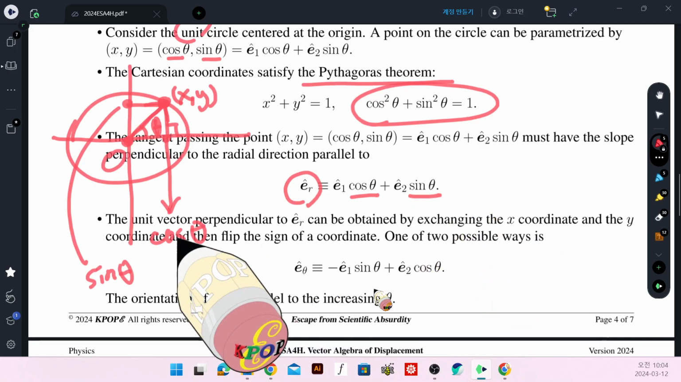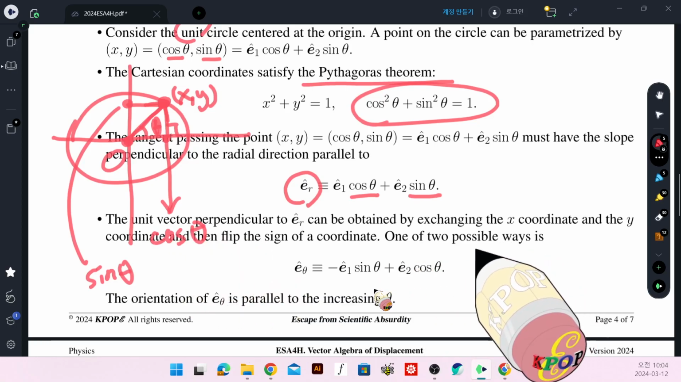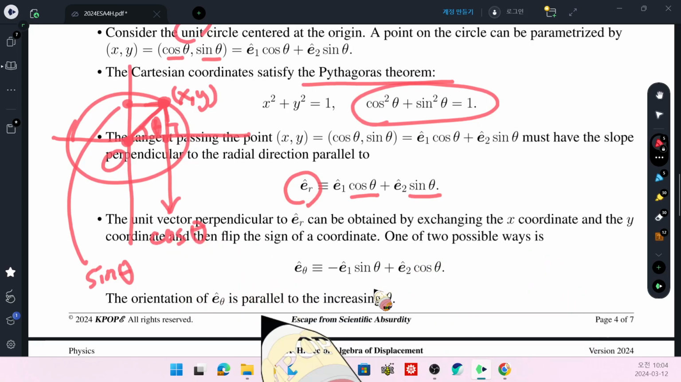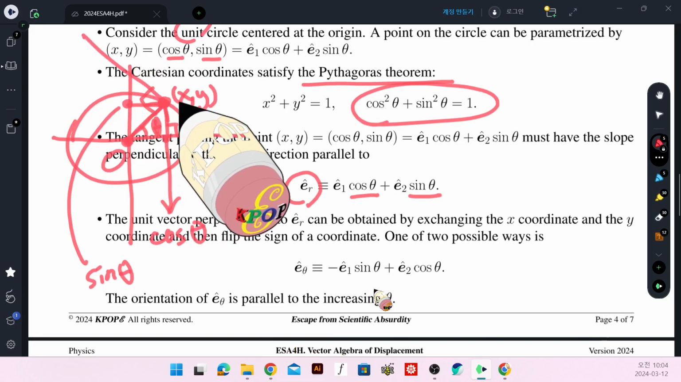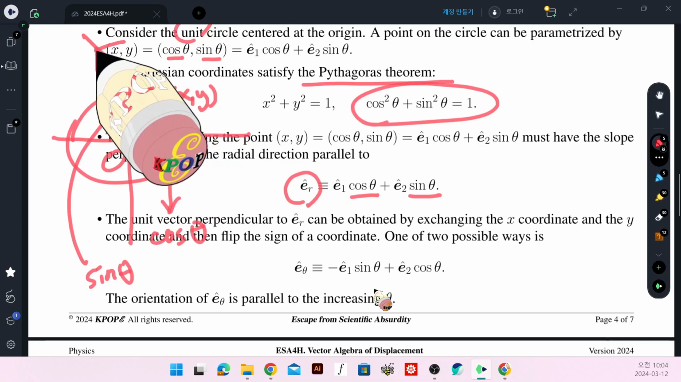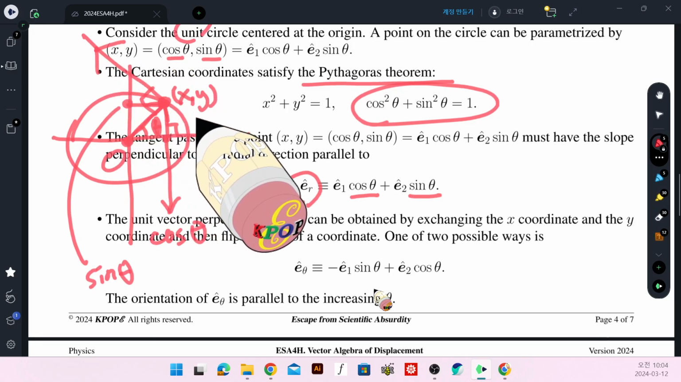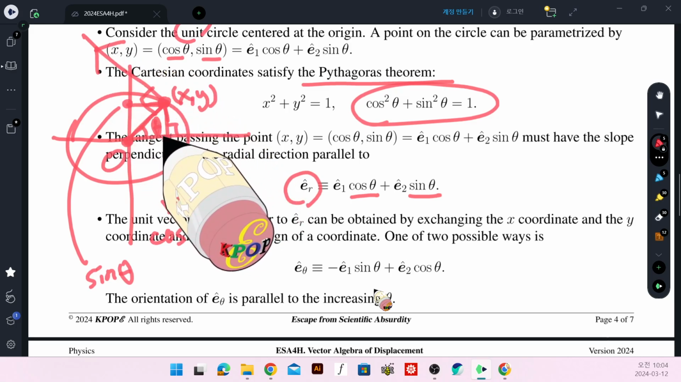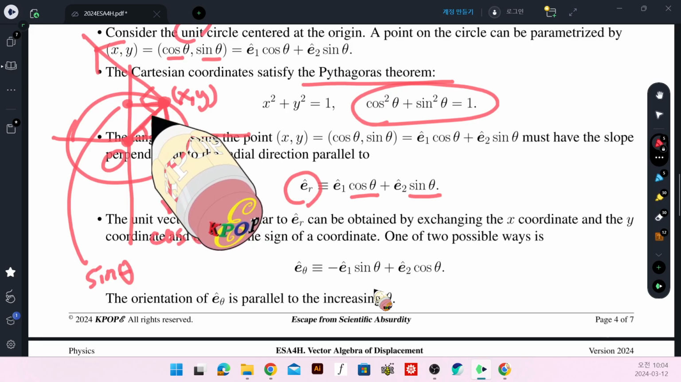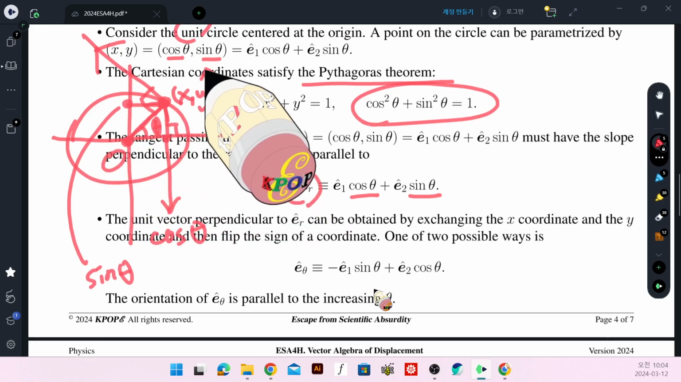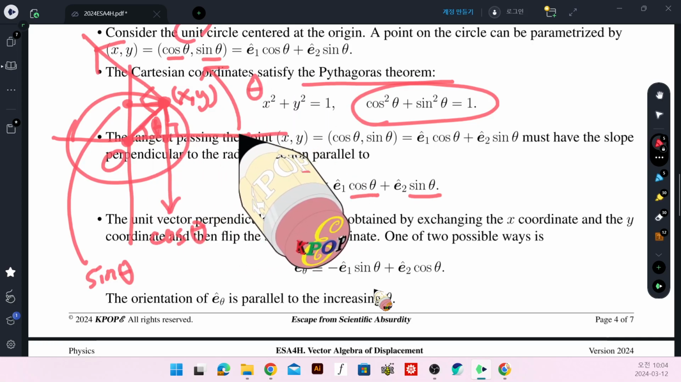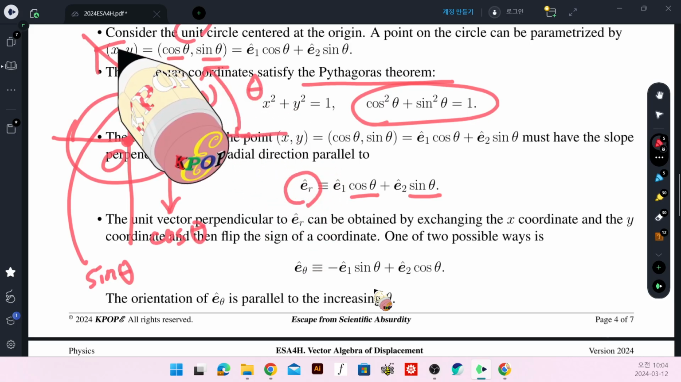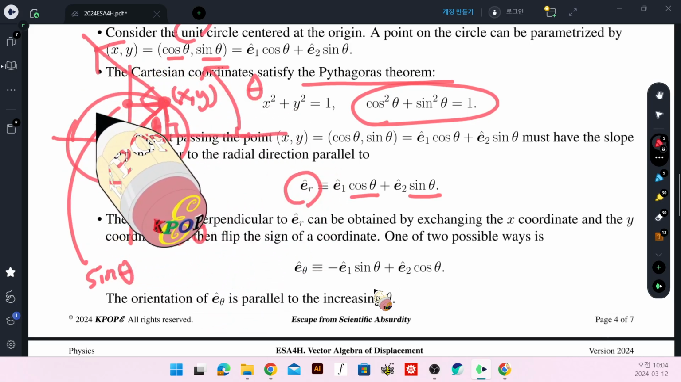What about the unit tangent vector? Tangent is always perpendicular to a radius, that we learned in middle school. And the direction is parallel to the direction along which the angle theta increases. That is, we measure the angle from the positive x-axis and the direction is counterclockwise.